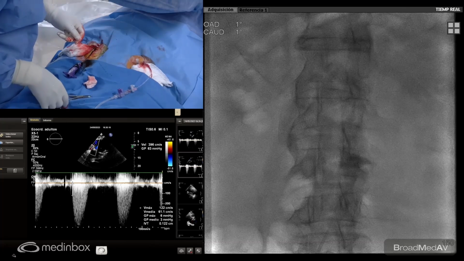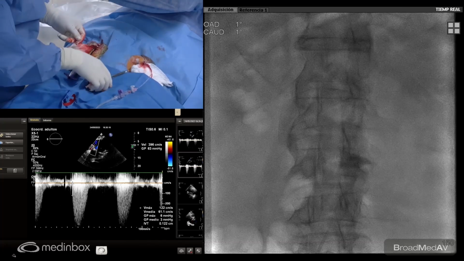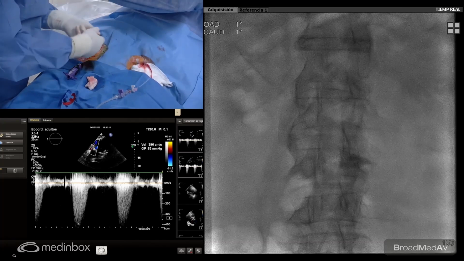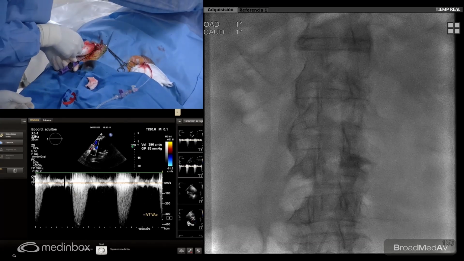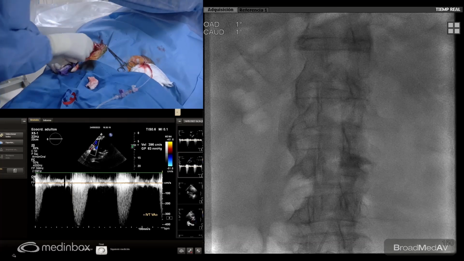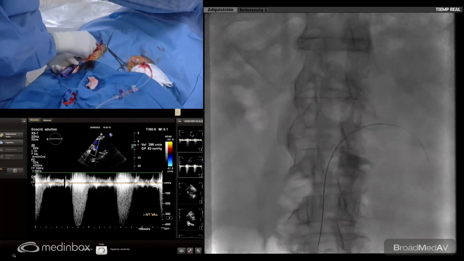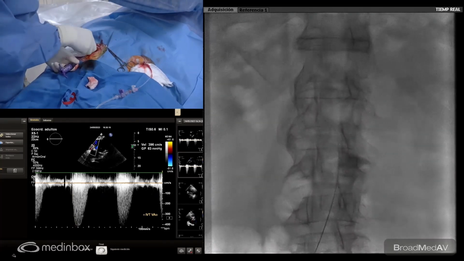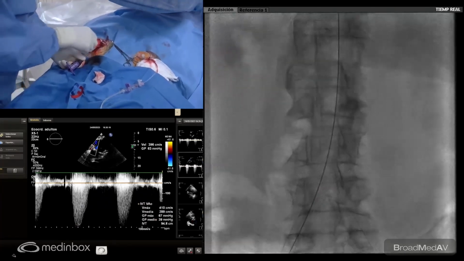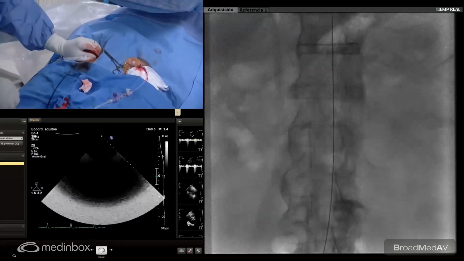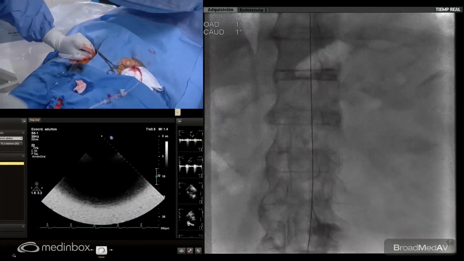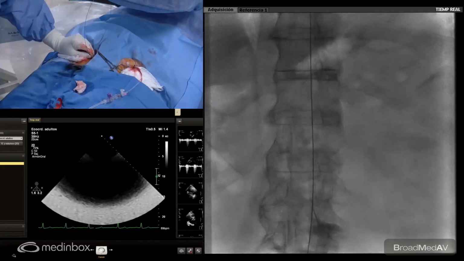Okay. Now we are introducing an unplugged wire, and we are going with the self-expandable sheath. So we keep the wire in the package. With this being in the package, we can rotate. Be careful. I went into some vertebral, lumbar arteries.